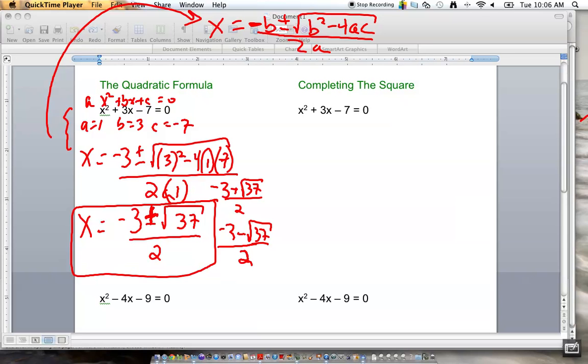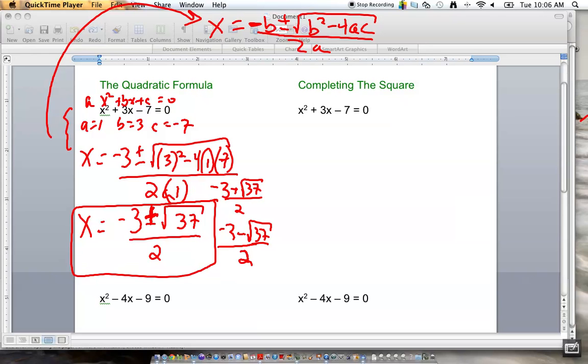Now, I'm going to do the same exact question using completing the square. And when I do completing the square, there's one major difference. First off, I better get the same answer or something's really wrong. There's a major difference. You see, we always want to look and see if we can factor first, and I actually skipped over that step.